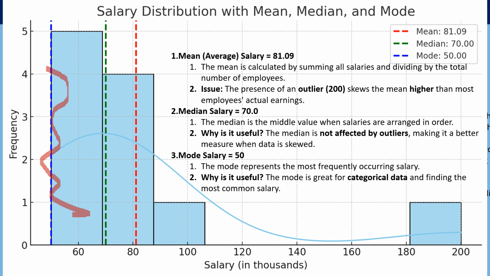The median salary is 70.0, where the salaries are arranged in order. It is useful because the median is not affected by outliers, making it a better measure when data is skewed. And then the mode salary is 50. The mode represents the most frequently occurring salary. Why is it useful? Because the mode is great for categorical data and finding the most common salary.